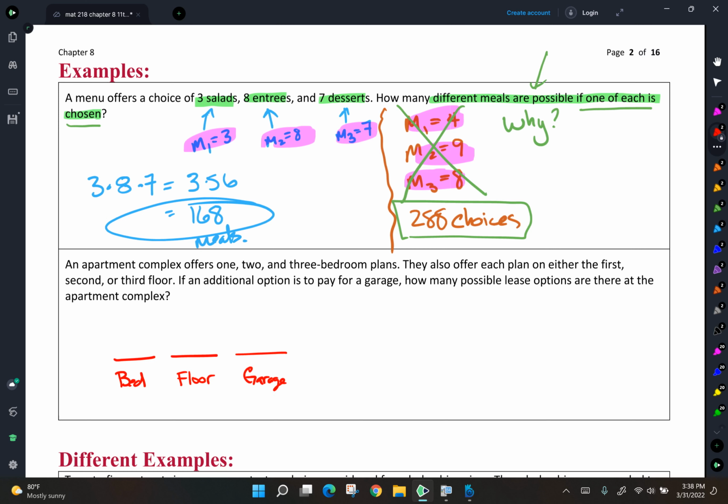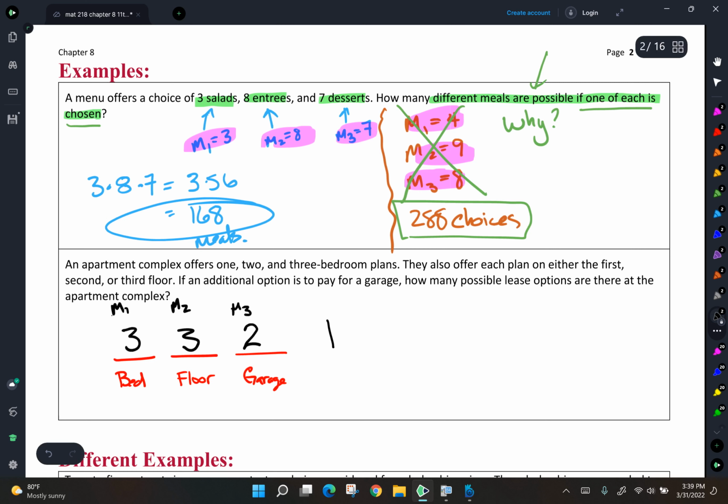And so the way I read the problem, there were 3 choices for bedrooms. So that would be the M1 from the formula. And there were 3 choices for the floor that you're going to live on, so that would be the M2 from the formula. And there are 2 choices for the garage, that will be the M3 for the formula, which would give us a total of 18 possible lease options.